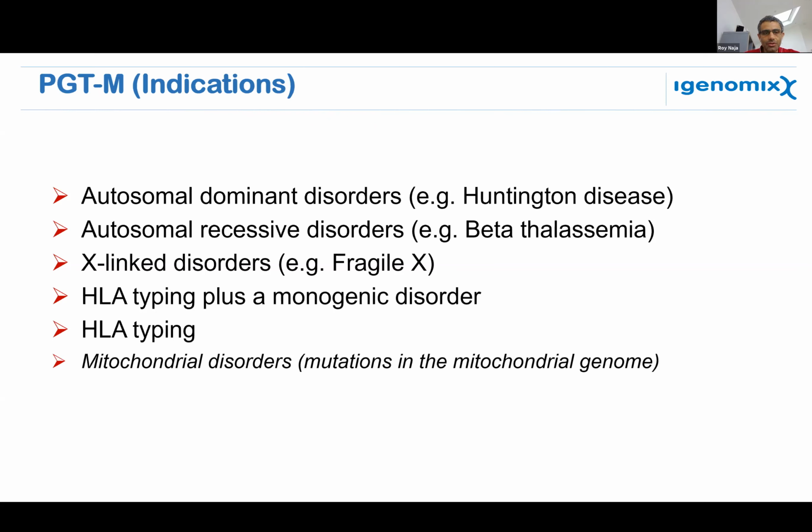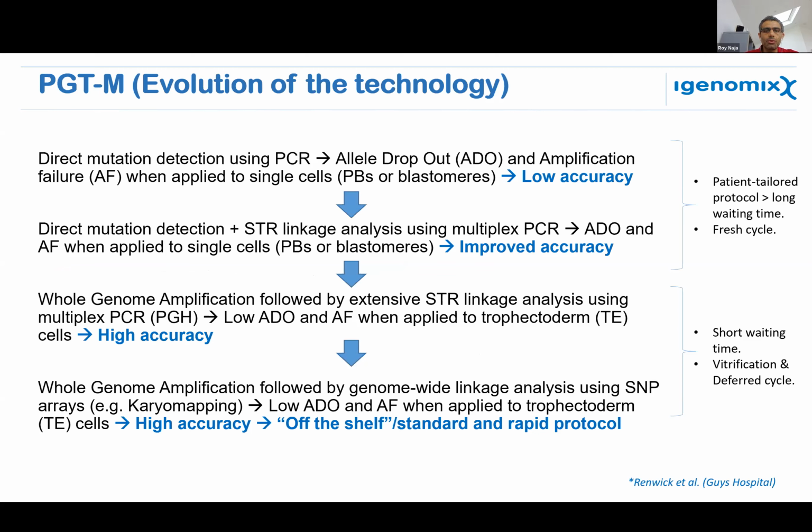Couples that have a family history or themselves are affected by autosomal dominant disorders like Huntington disease, autosomal recessive disorders like beta thalassemia and cystic fibrosis, or X-linked disorders like Fragile X. HLA typing in combination with a monogenic disorder is also performed by PGT-M, or HLA typing alone for Xavier's sibling that has a leukemia, a non-inherited disorder. And last but not least, mitochondrial disorders, which has a lot of controversy. These are mutations in the mitochondrial genome, still very complex to perform, and we're not going to talk about that.